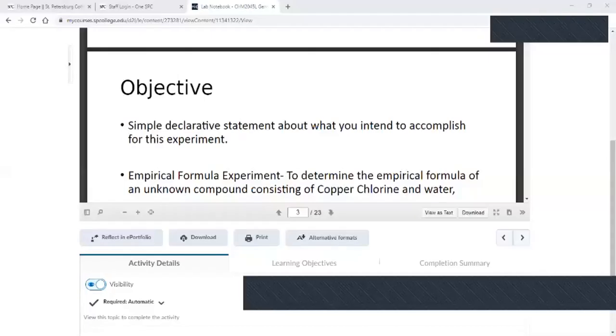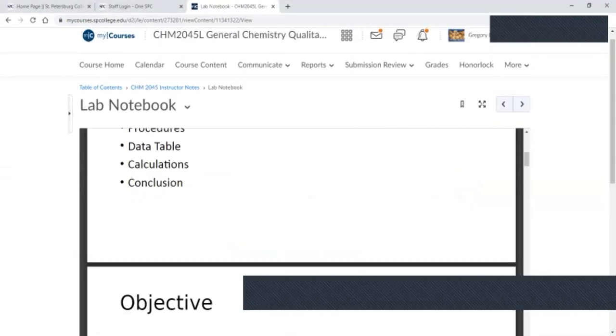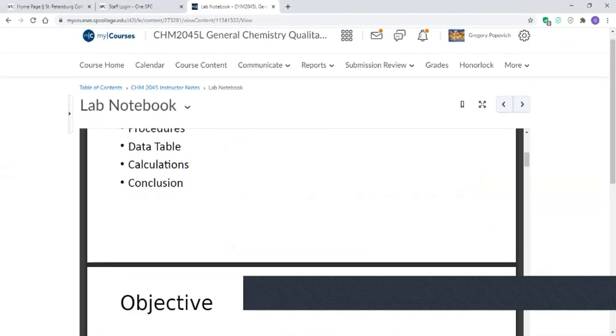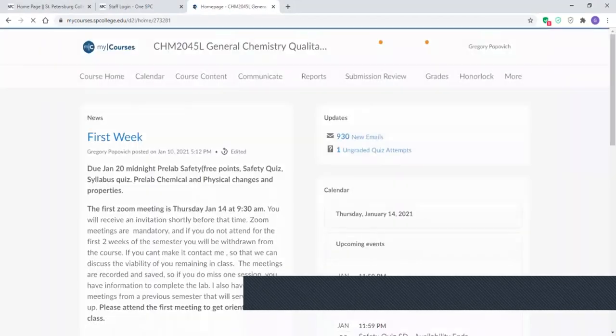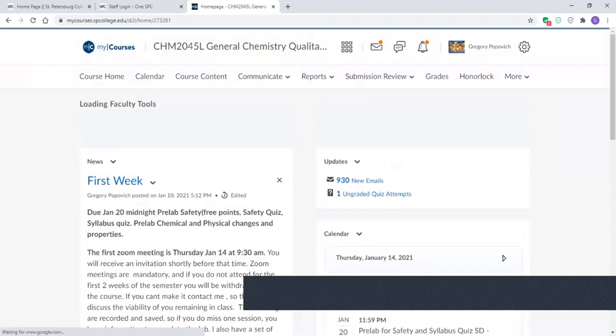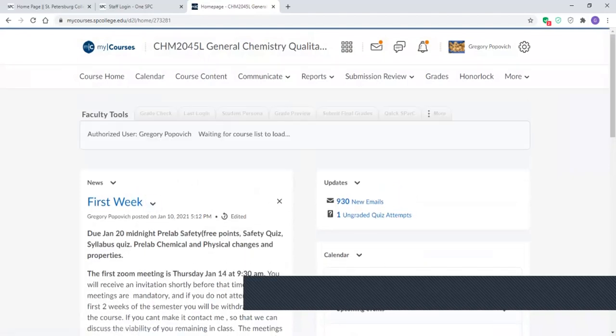Okay, now I'm going to go through the computer program. You guys are probably familiar enough with this. If I'm being redundant, I apologize. Course home. If you go to the course home, the major thing you need to see from this is this area over here. That's where announcements are going to go.